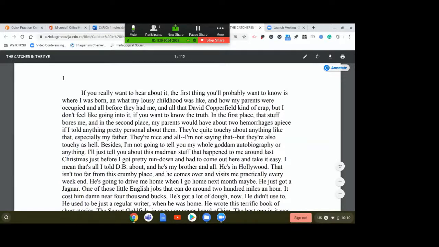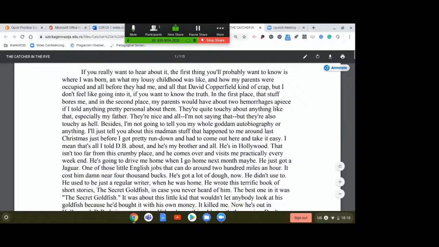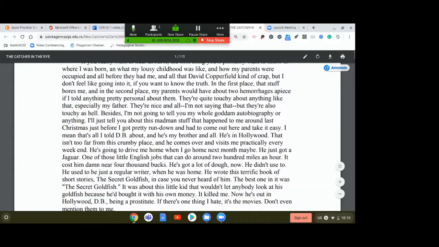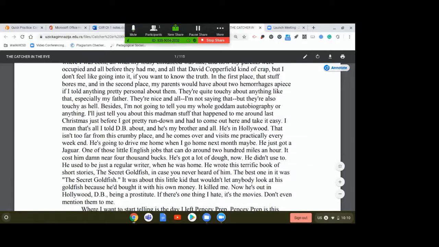He's in Hollywood. That isn't too far from this crummy place, and he comes over and visits me practically every weekend. He's going to drive me home when I go home next month. Maybe. He just got a Jaguar, one of those little English jobs that can do about 200 miles an hour. It cost him damn near $4,000 bucks. He's got a lot of dough now. So that kind of gives away the time period, right? There's no way you're finding a Jaguar for 4,000 bucks now. But he did, and it was a lot of money in 1950.